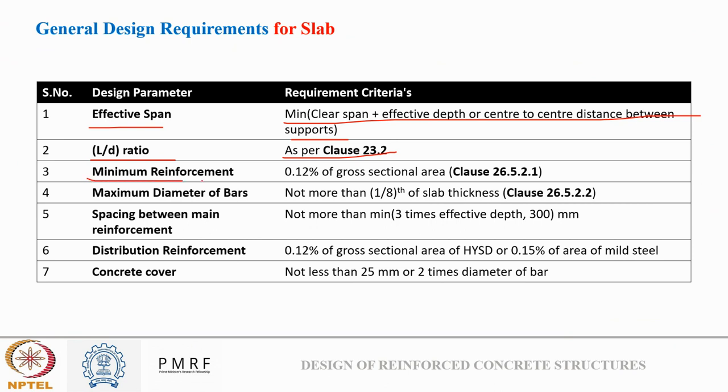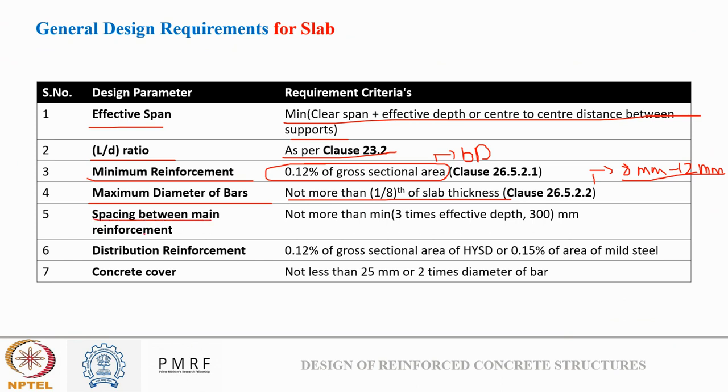Then there is one provision for minimum reinforcement. This should be 0.12% of gross sectional area. What is gross sectional area? B times D. Maximum diameter of bar should not be more than 1/8 of the slab thickness. Generally for slabs, we use 8 mm to 12 mm diameter bars. So while designing, when we consider the diameter of the bar, it should be in this range only. You should start with this range only.